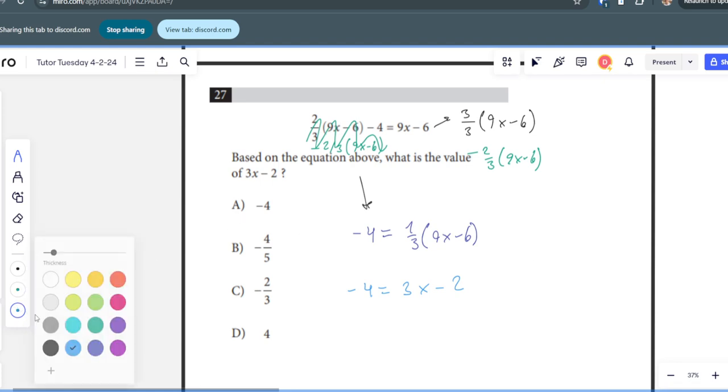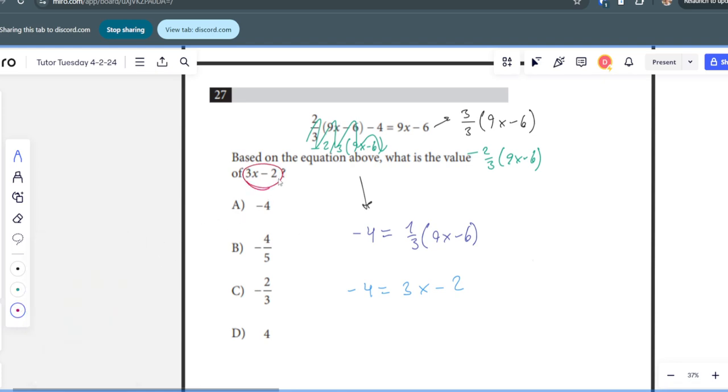We don't even have to solve for x here because that's exactly what we were solving for originally, which is 3x minus 2. So that's just going to be answer choice A. 3x minus 2 directly is equal to negative 4.